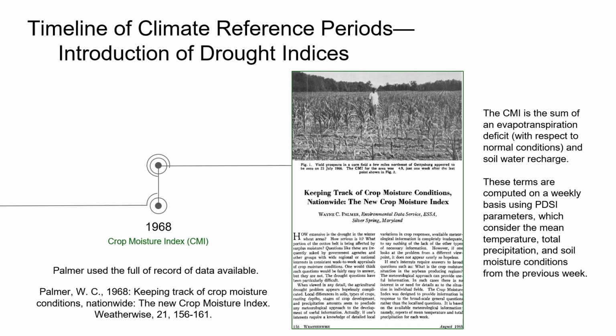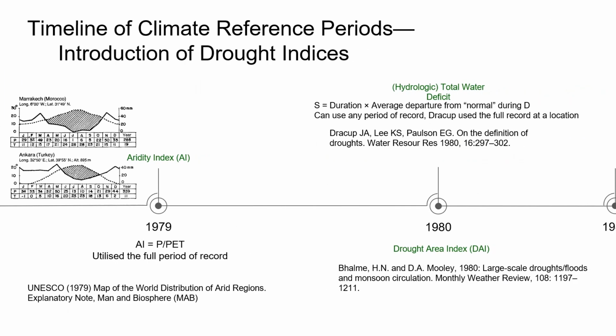In 1968, Palmer gave us another drought index based on the PDSI. This one was specific to crops, and it again used the full period of record available at the time. The commonly used aridity index was introduced in 1979, more to assess which climates were considered arid and less for diagnosing the occasional lows in precipitation variability. Two new drought indices were introduced in 1980, but with specific hydrologic applications. Both used a full period of record, but could reasonably be calculated with a shorter reference period if needed.